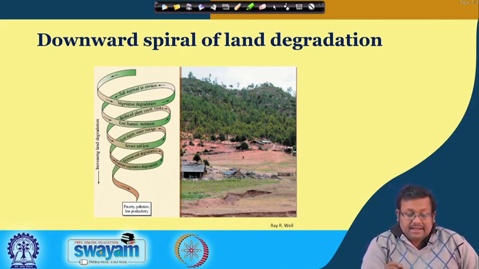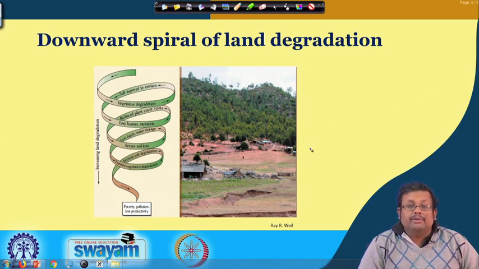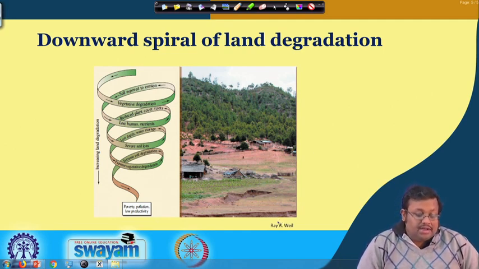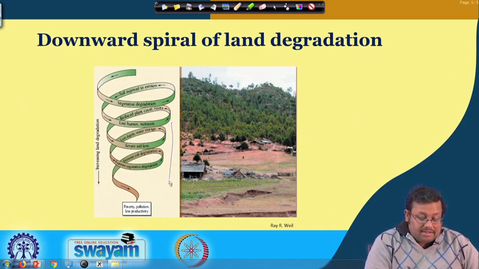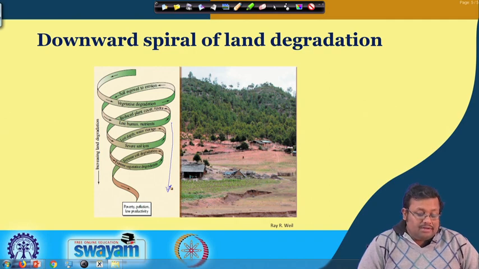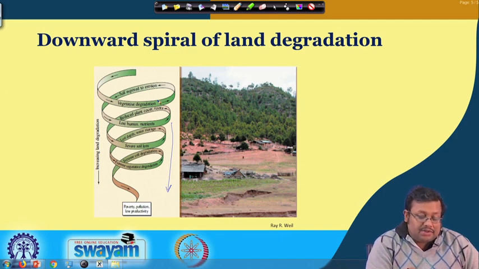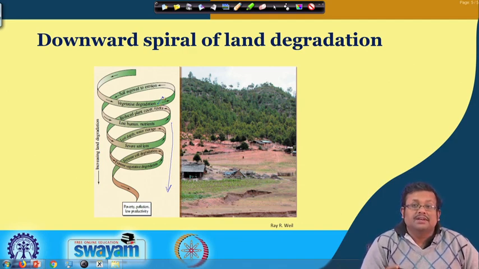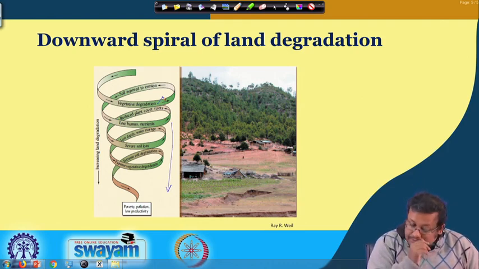As we can see here, it is a degraded land where all the vegetation has been removed, which causes different types of soil erosion. For example, this is the downward spiral, which shows increasing land degradation. Obviously, at the starting point, it starts with vegetative degradation, that means removal of the vegetation, which ultimately causes the soil to be exposed to erosion.